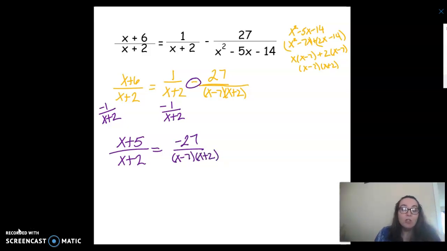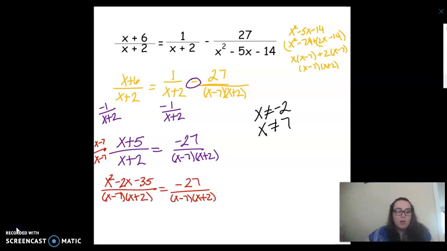Now that you have this, get a common denominator on that left side so you can set the numerators equal. To get a common denominator, we will have to multiply by x minus 7 on the left. I'm also going to say what x cannot be real quick because the factors are the same: x cannot equal negative 2 and x cannot equal positive 7. Go ahead and multiply that left fraction together. There is what you should have when you multiply and simplify.